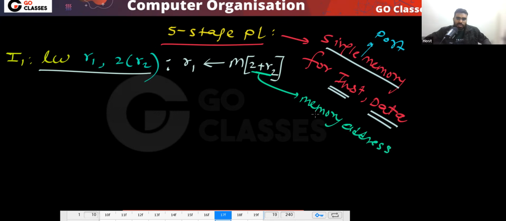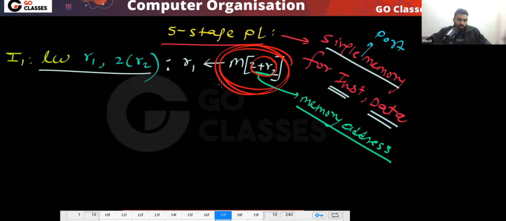Now what you are doing on this memory address: there is some data there, and you load that data into R1. You go to that memory location, there you have some value, and that value you put in R1. This is what this instruction is doing.